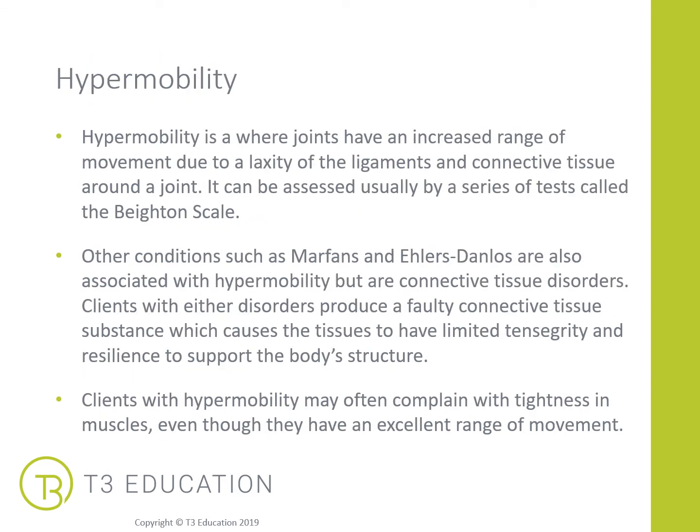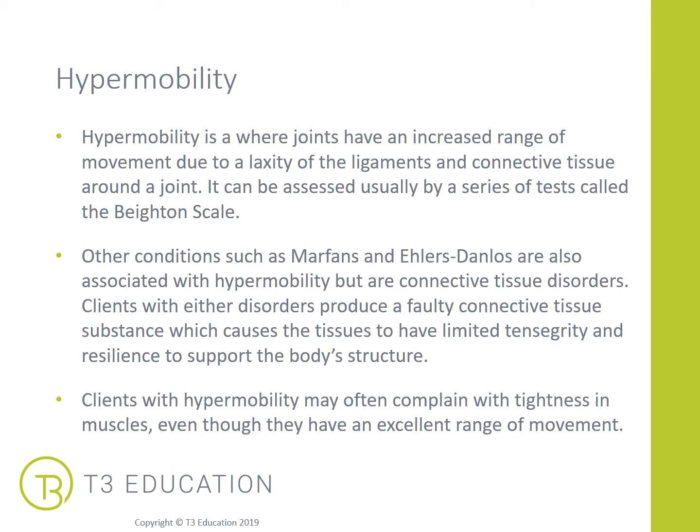The next condition to discuss is hypermobility. Hypermobility is where joints have an increased range of movement due to a laxity of the ligaments and connective tissues around the joint. It's usually assessed by a series of tests called the Beighton scale. And you might see clients that have hyperextension at the knee, hyperextension of the elbow, or drawing the thumb back to the forearm. Other conditions which are connected to hypermobility are Marfan's and Ehlers-Danlos syndrome.